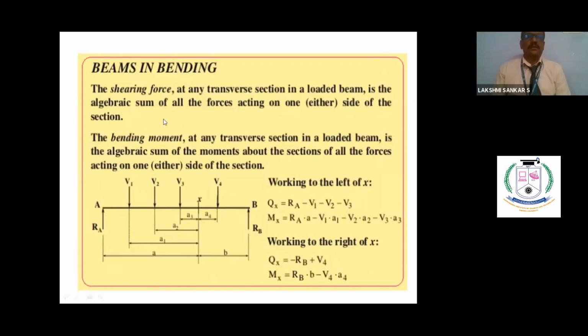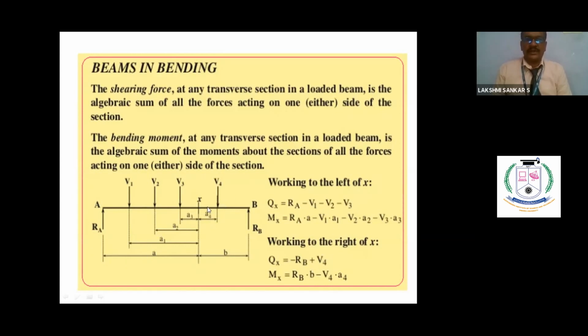Beams in bending. Shear force at a section I am considering is defined as the algebraic summation of shear force either to the right or left of the section. For example, to the left I am working out Qx, that is nothing but the shear force. From the left side, going up is positive, coming down is negative. See here, RA positive, V1, V2, V3 negative. Totally sum it; that is the shear force of this section.